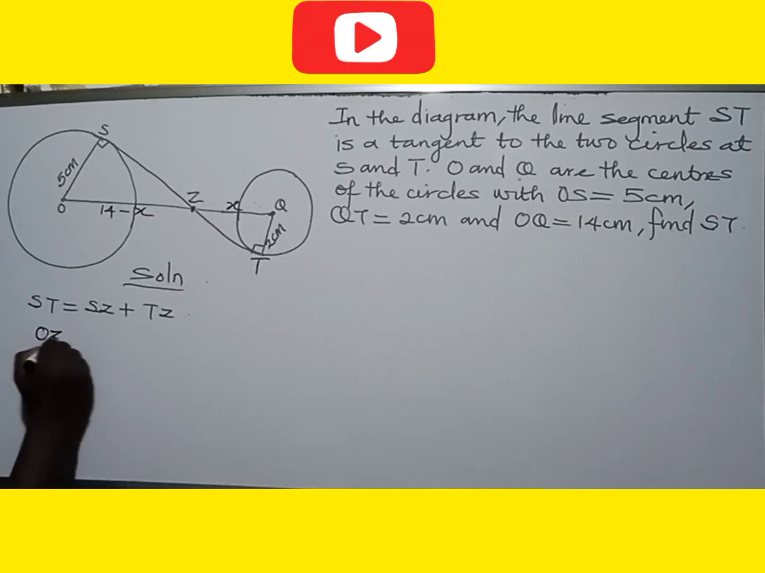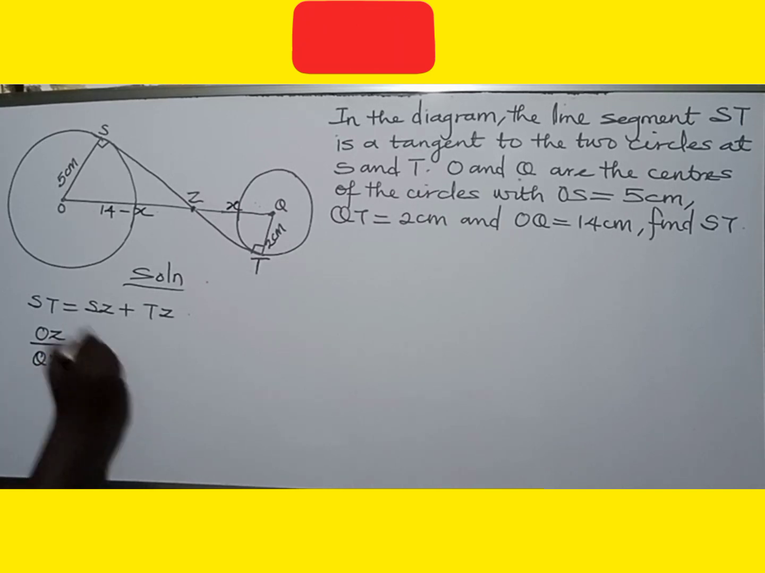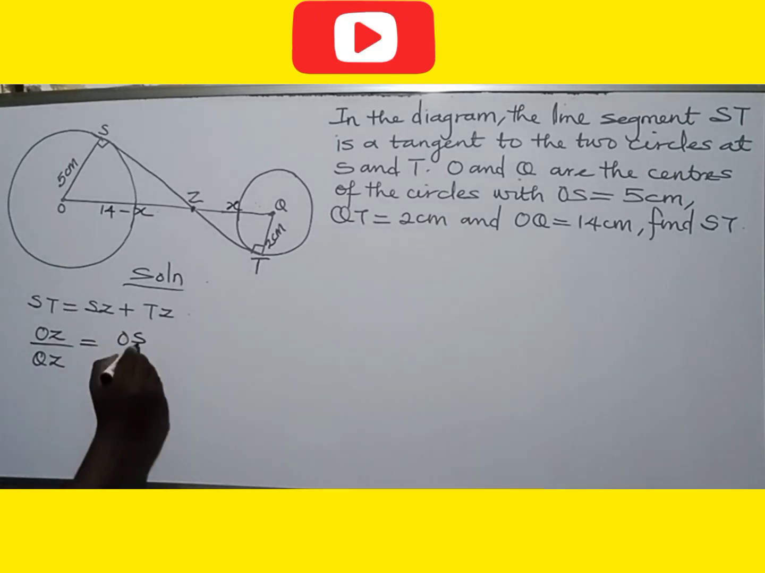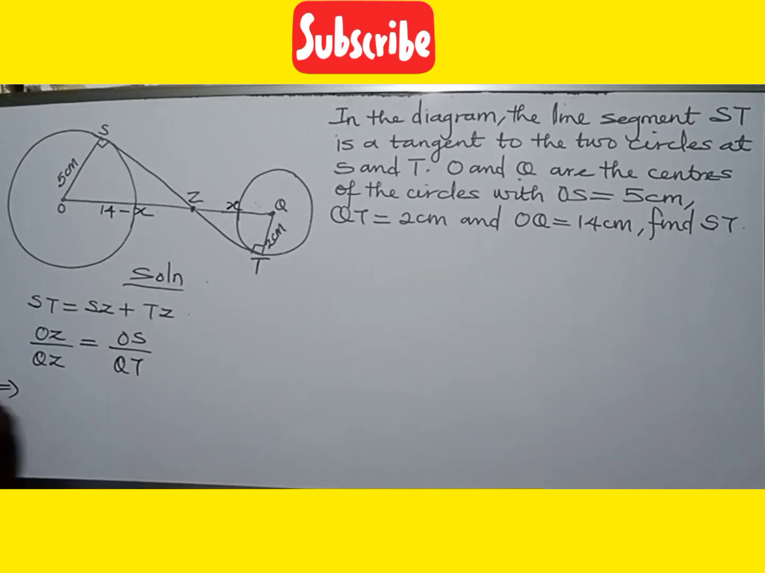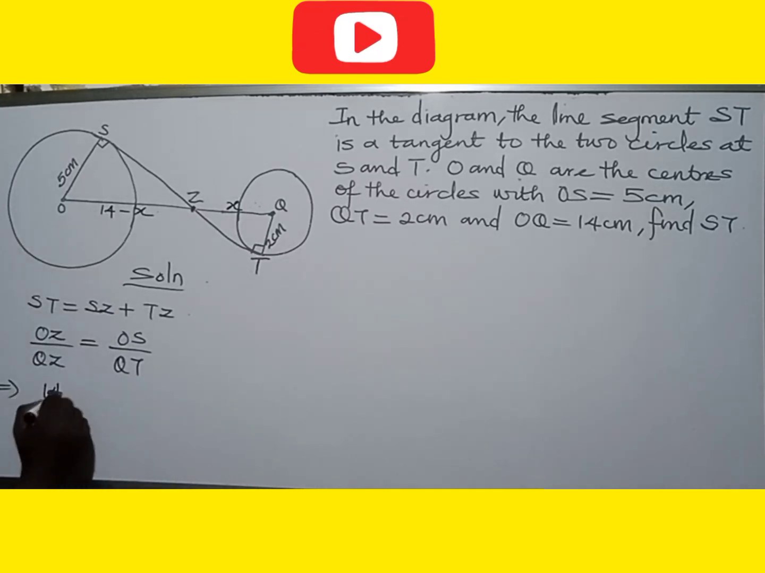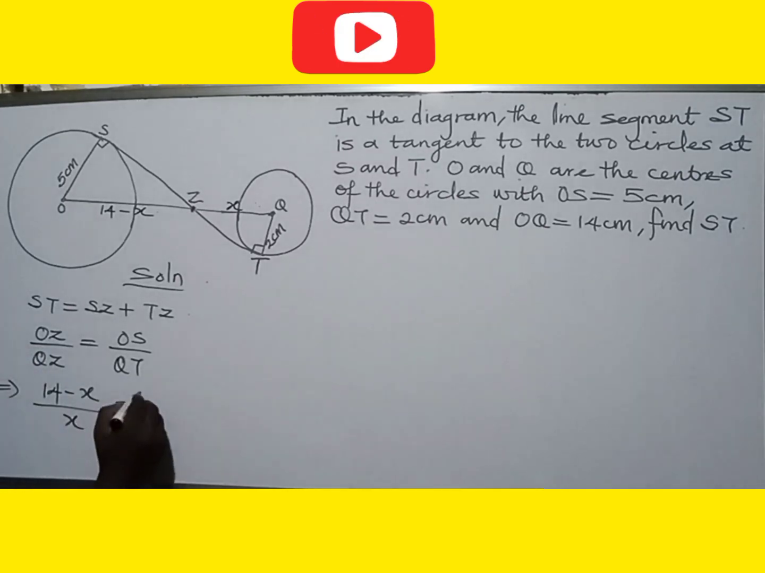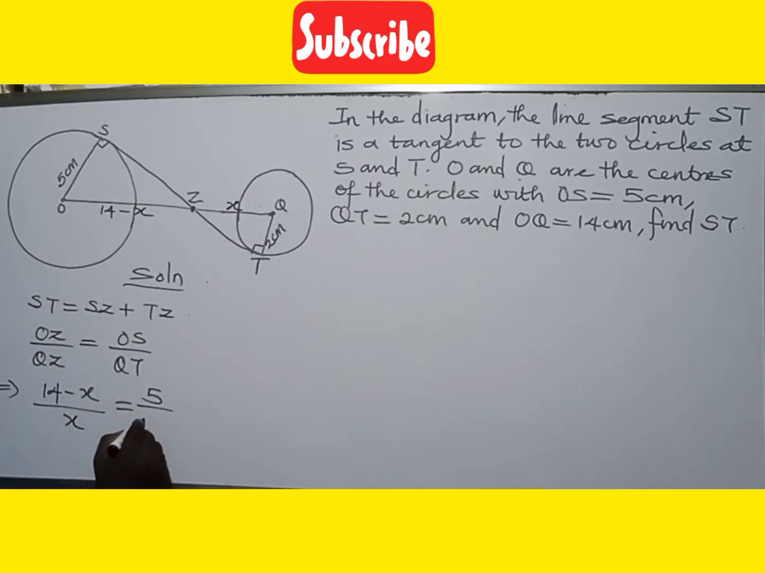Applying the transverse common tangent theorem, we are going to have OZ over QZ is equivalent to OS over QT. Substituting their values, our OZ is 14 minus X, so I have 14 minus X all over QZ, which is X. This is equal to my OS, which is 5, and my QT is 2 centimeter. So I have 2 here.